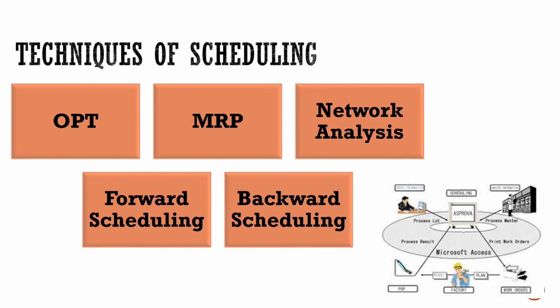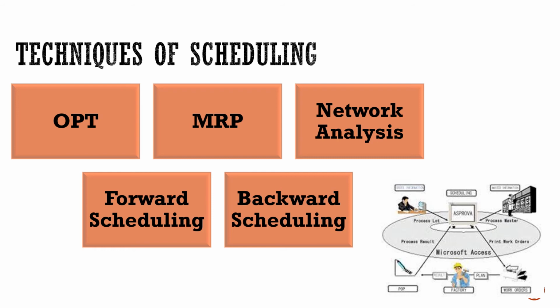Next technique of scheduling is OPT. OPT stands for Optimized Production Technology. It is one type of technology where computer software is used for scheduling, where you can maintain the flow of operation. Then MRP. MRP stands for Material Requirement Planning. Material Requirement Planning is also one type of software through which we can handle production planning, scheduling, inventory control, etc., and then we can have proper management of all the operations and processes.